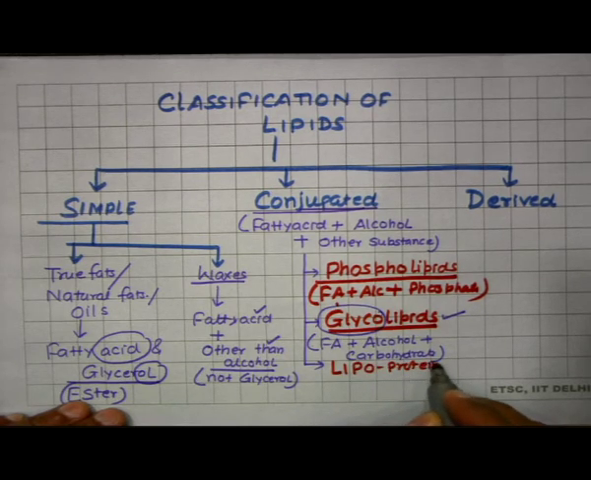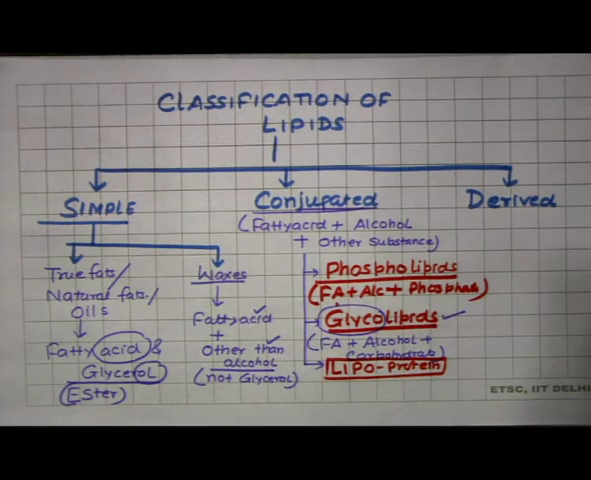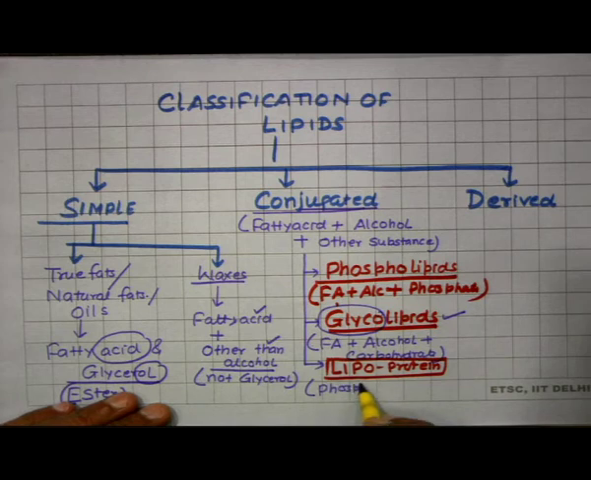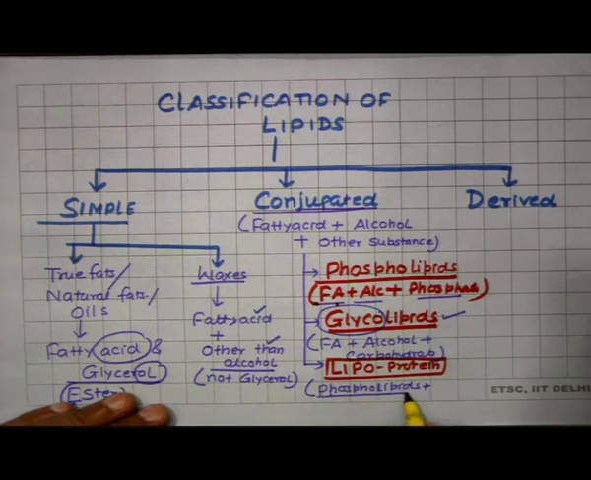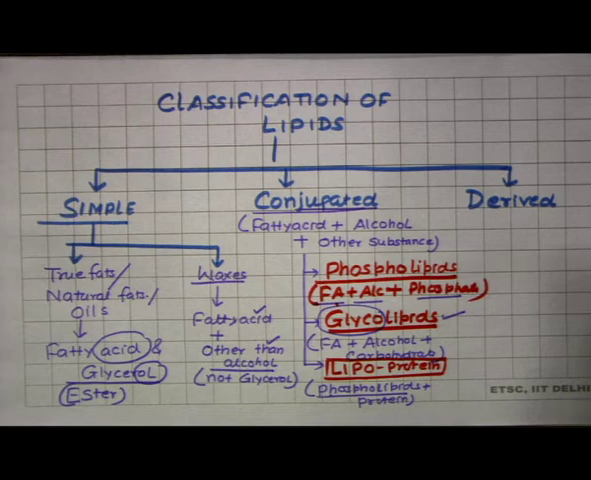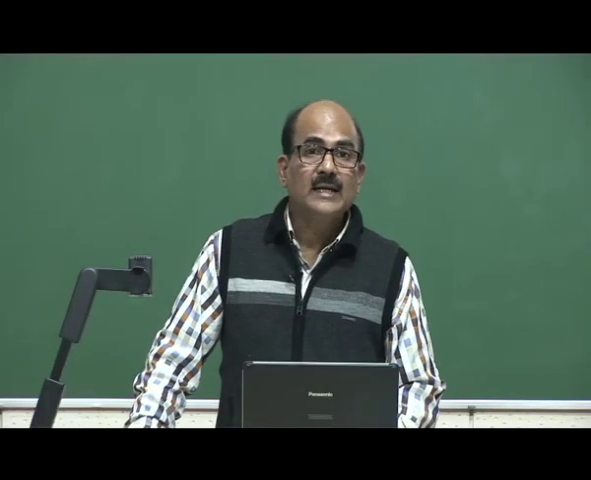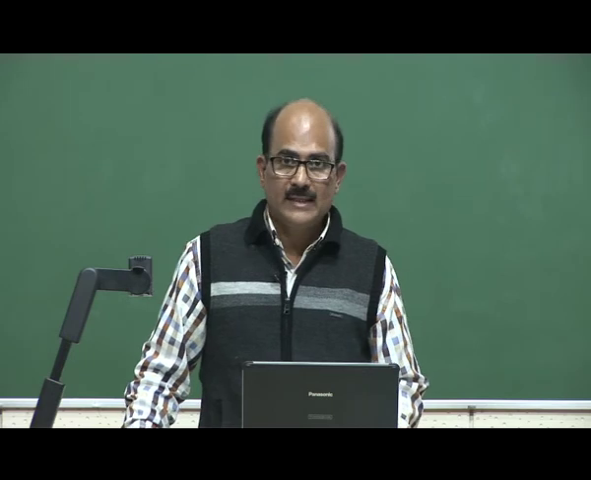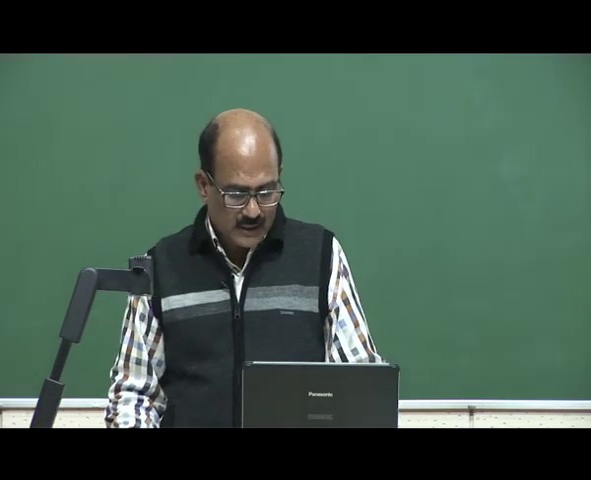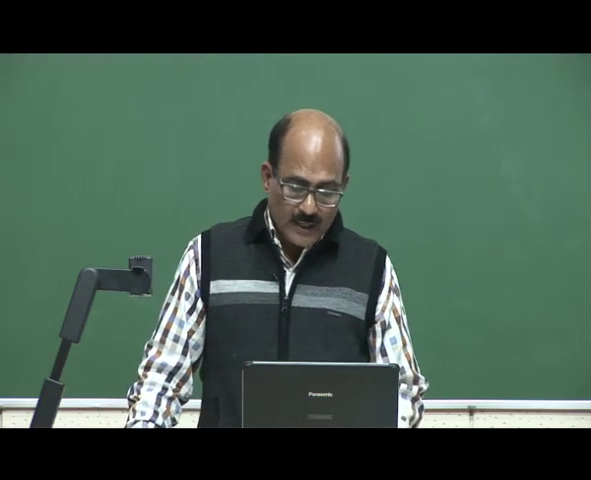The third one is lipoprotein. As it indicates, lipoproteins are formed from phospholipids, which are formed by fatty acid, alcohol and phosphate. Besides these 3 things, there is the addition of protein. So, lipoproteins are made by phospholipids, that means fatty acid, alcohol, phosphate, and besides this, protein molecules are there. So, 3 types of conjugated lipids are there: phospholipid, glycolipid and lipoproteins, and you can easily understand how these 3 are constituted besides the fatty acid and alcohol.